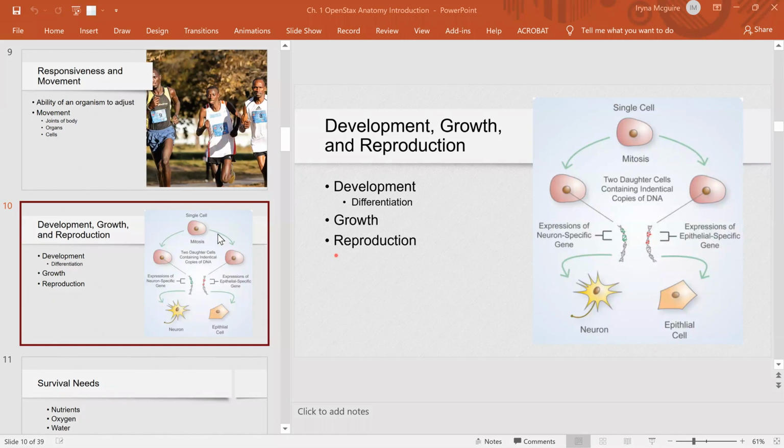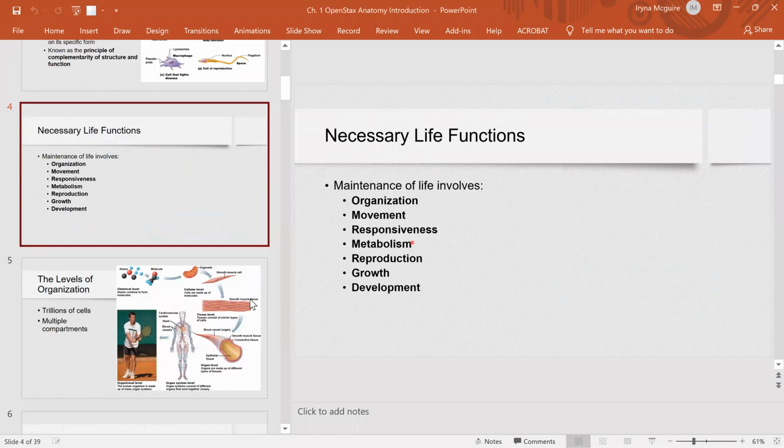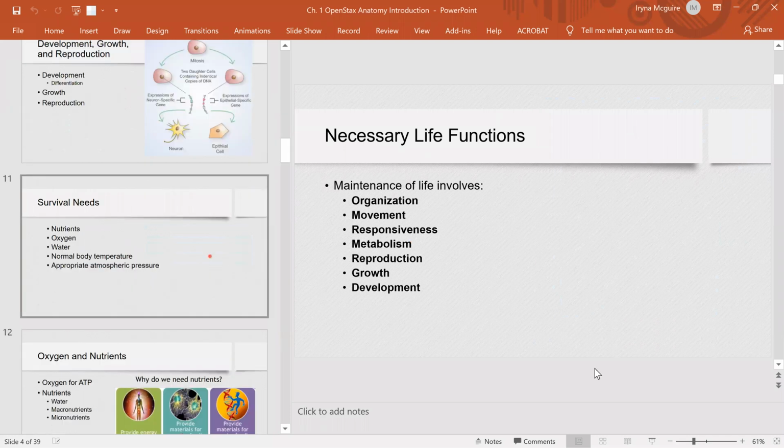So what we covered so far, we covered the life functions that are necessary for keeping you alive: organization, movement, responsiveness, metabolism, reproduction, growth, and development. Right, so next we will talk about survival needs.